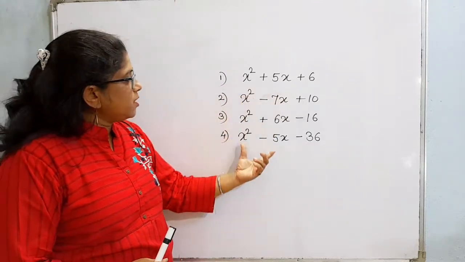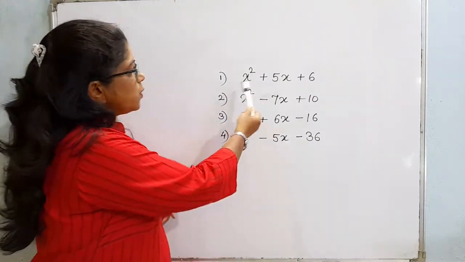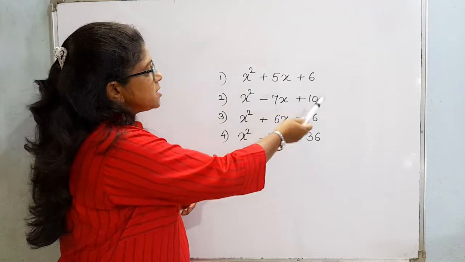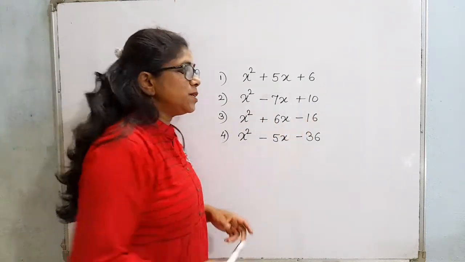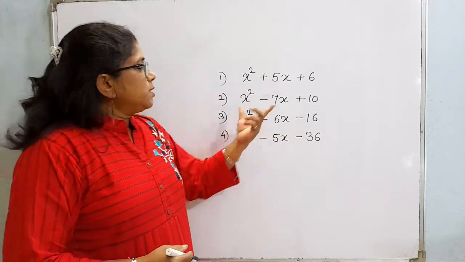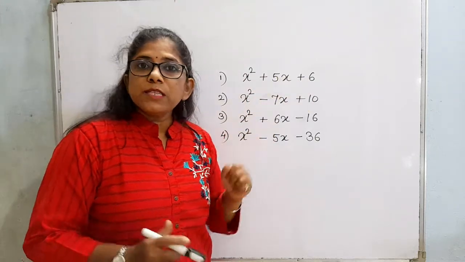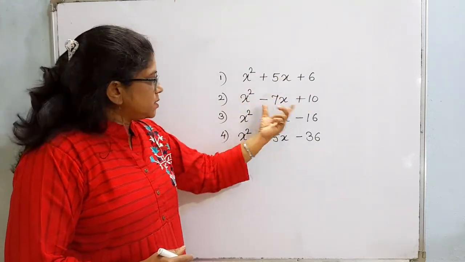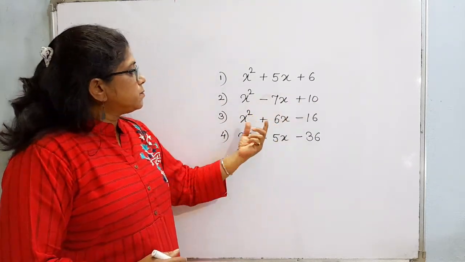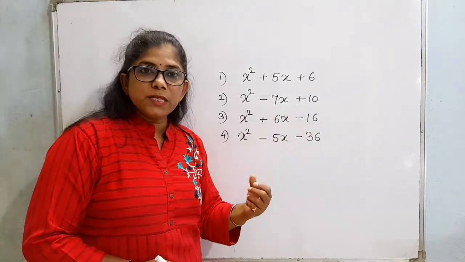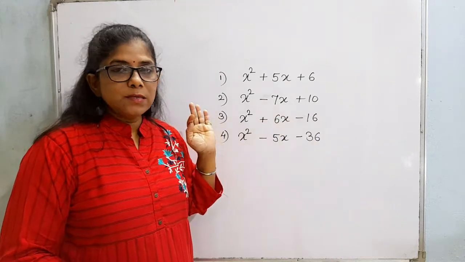Now just see here, I have written 4 algebraic expressions on the board. First one, x square plus 5x plus 6, x square minus 7x plus 10, x square plus 6x minus 16, x square minus 5x minus 36. Now in the first expression, the middle term as well as the last term is positive. In the second sum, the middle term is negative, the last term is positive. In the third one, the middle term is positive, the last term is negative. And in the fourth one, the middle term as well as the last term is negative.